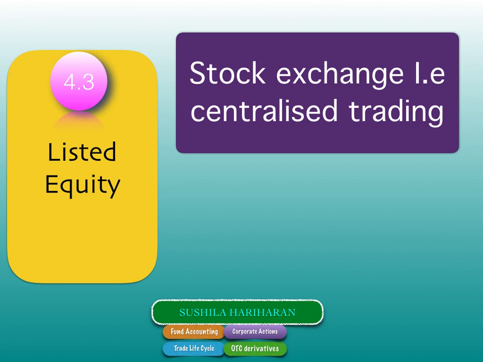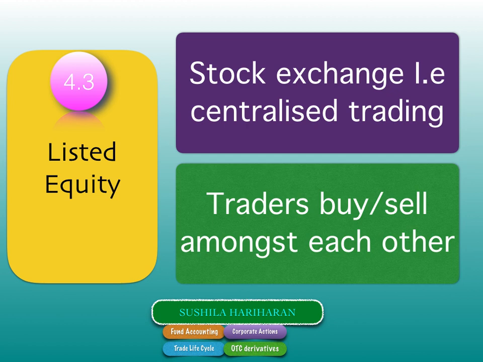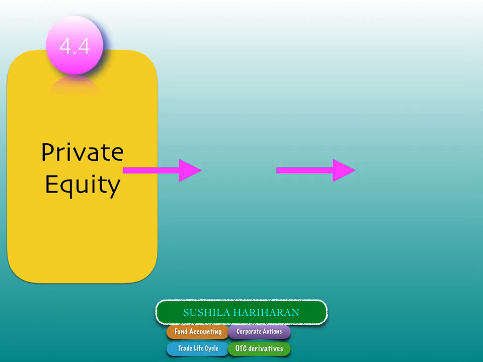If you go to the previous video, you'll understand that you have to do this centralized trading only through brokers. Traders buy and sell with each other through the brokers. The price performance of the listed equity has got little or no meaning to the impact on the portfolio of the issuer. Private equity, therefore, let's look at the transformation that takes place.